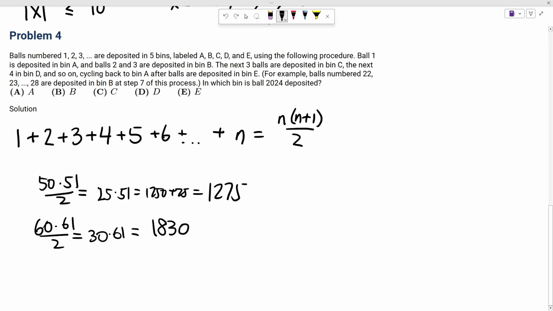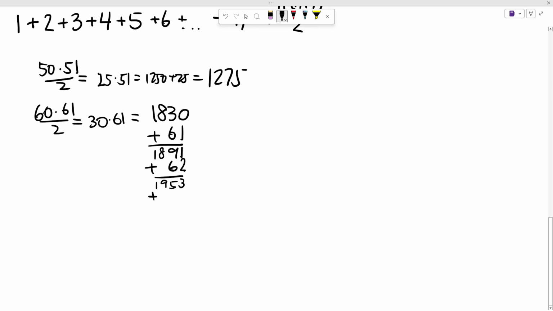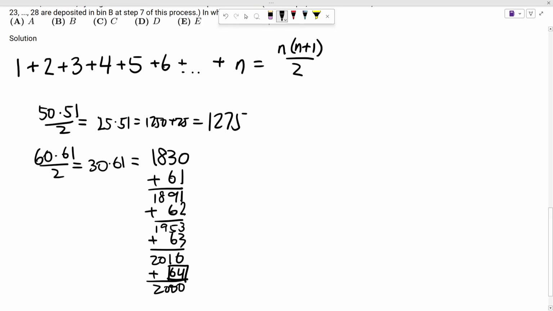So now if we add the next number, which is 61, that'll bring us to 1891. If we add the next number, which is 62, 1953. Now we can see that we're getting close. If we add the next number, which is 63, that brings us to 2016, which we're still not quite there yet. If we add the next number, which is 64, that brings us over. So that means that ball 2024 was added during the 64th addition.